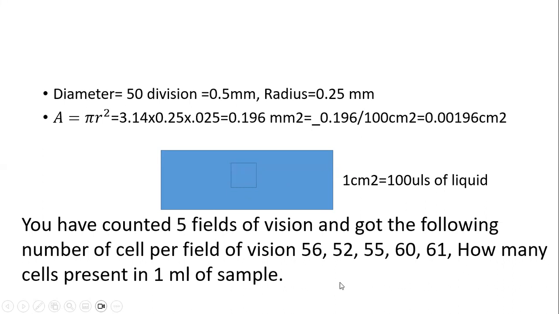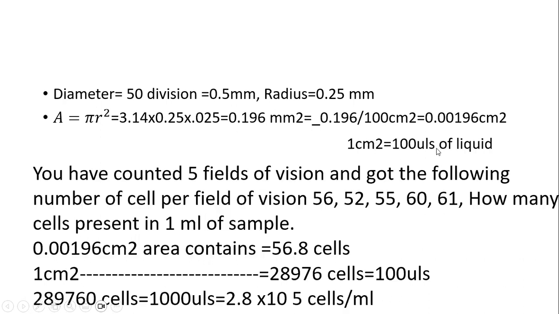Okay, so the question here is how many cells are present in 1 ml of the sample. Once we take the average, the average is 56.8 cells. So this average number of cells is present in one field of vision. We had already calculated the area of one field of vision as 0.196 millimeter square, which, when I convert it to centimeter square, is 0.00196 centimeters square.